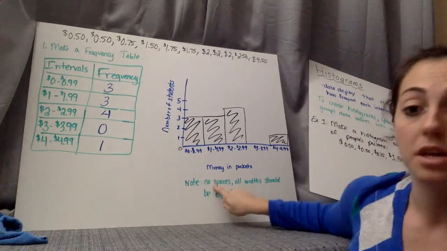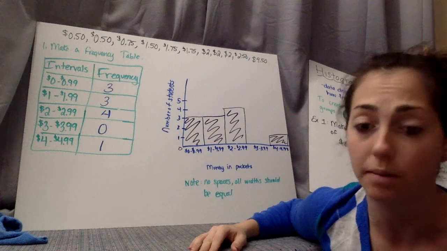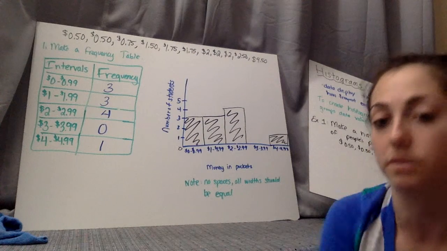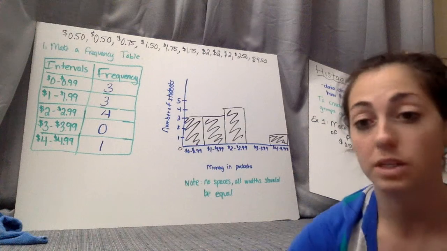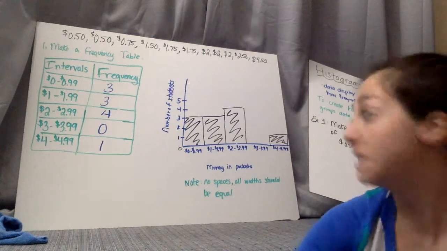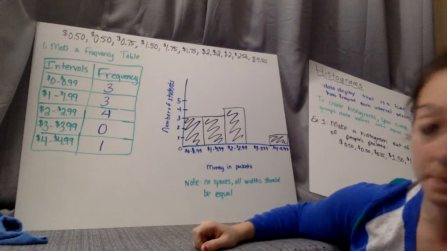Note some things. There are no spaces. A bar graph about, say, what's your favorite animal, where cats go up to there, dogs go up to there, and monkeys are there, has spaces in between them. That's about categorical data. A histogram looks like a bar graph, but there are no spaces, and it's always about numerical data.